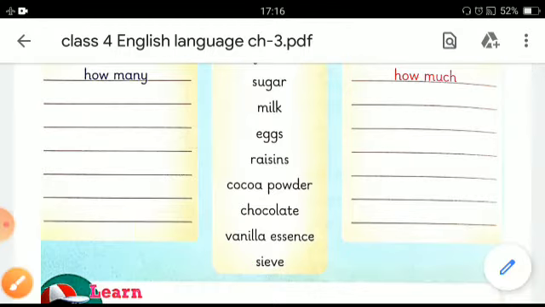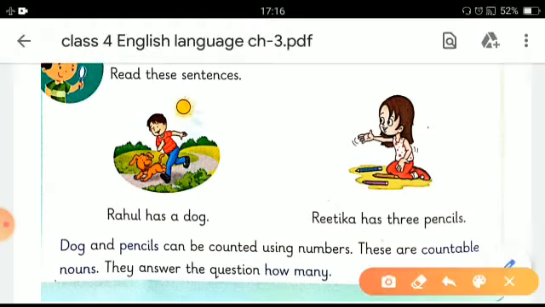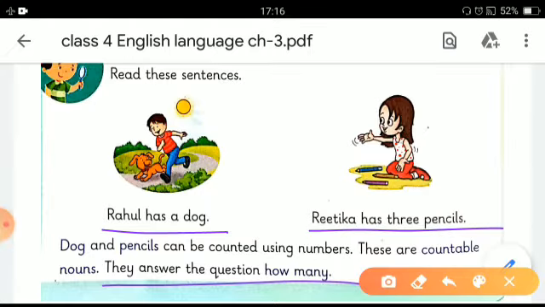Now let's move on. Now let's read these sentences. Rahul has a dog. Ritika has 3 pencils. Dog and pencils can be counted using numbers. These are countable nouns and they answer the question how many.